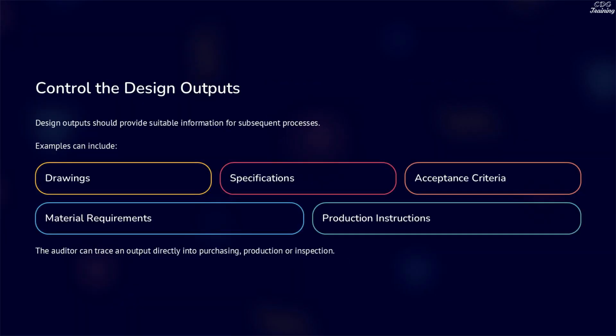Design outputs should provide suitable information for subsequent processes. Examples include drawings, specifications, acceptance criteria, material requirements, and production instructions. The auditor can trace an output directly into purchasing, production, or inspection.